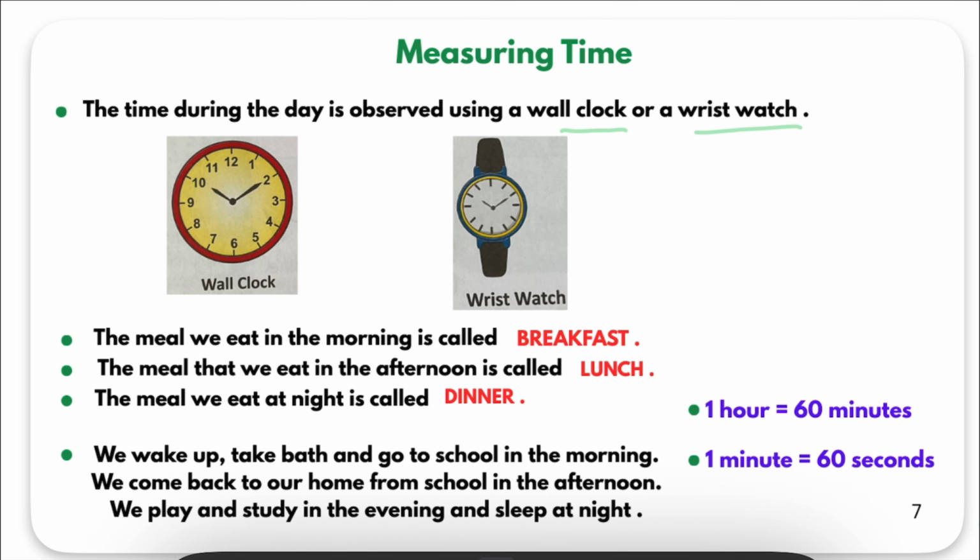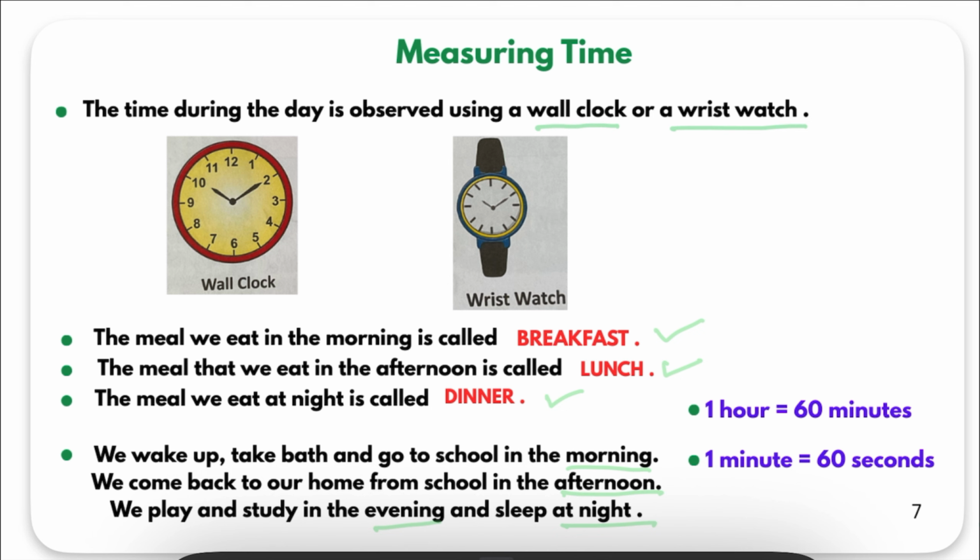Now let's know about measuring time. As we all know, we can measure time using a wall clock or a wristwatch, isn't it? Then the meal we eat in the morning is called breakfast. The meal we eat in the afternoon is called lunch. And the meal we eat at night is called dinner. We wake up, take a bath, then go to school in the morning. Then we come back home from school in the afternoon. Then we play and study in the evening and sleep at night.